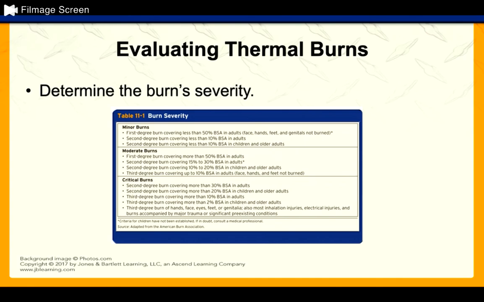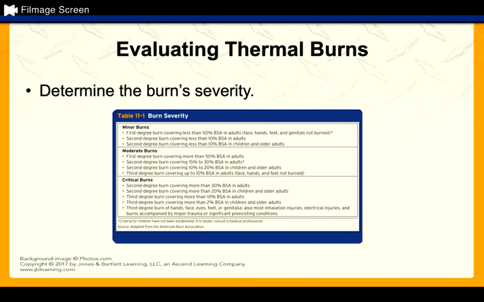So the first thing to notice is that in the critical burns, first degree is not included. Critical burns start at second degree. So these are only second and third degree burns. If the second degree burn in adults is greater than 30%, then they're said to be classified as having a critical burn. Or in the case of children and older adults, we're talking about more than 20% body surface area involvement.